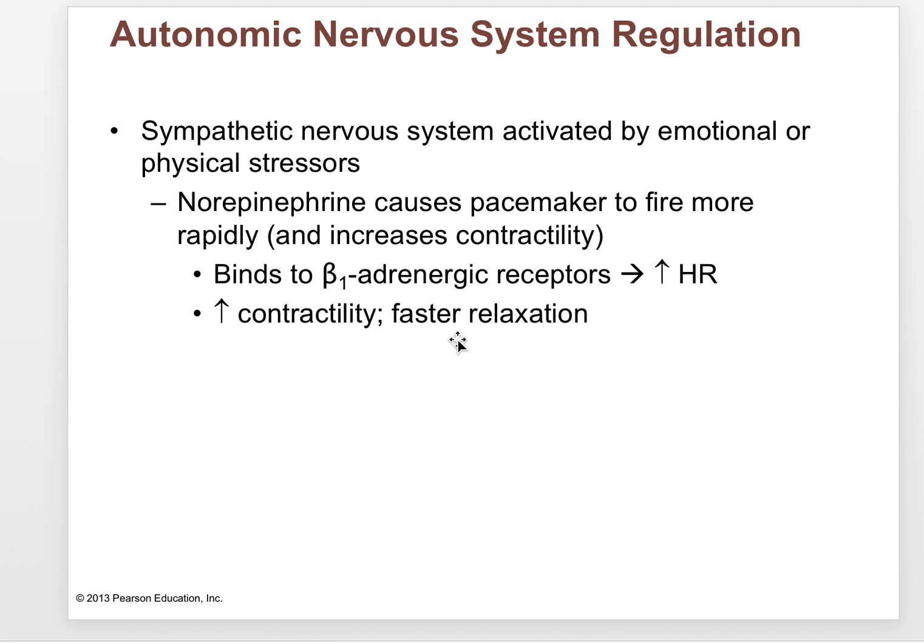So the sympathetic nervous system has an effect on the heart. Mainly, it causes the pacemakers to fire more rapidly, and therefore increases the heart rate, and also increases the contractility of the heart and allows it to relax more quickly. It speeds up the pumping of the heart. This is due to the sympathetic nervous system.